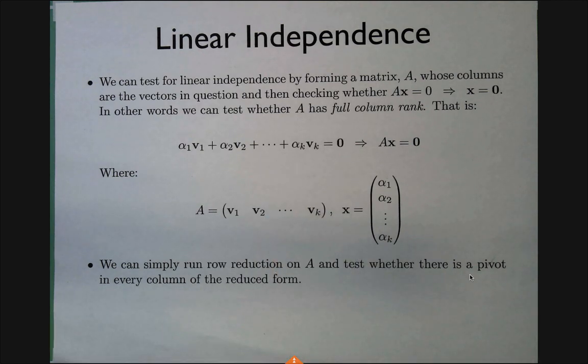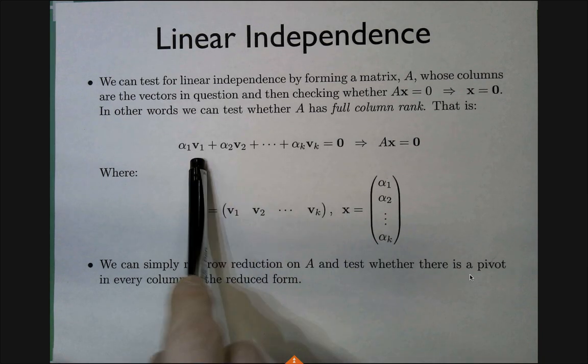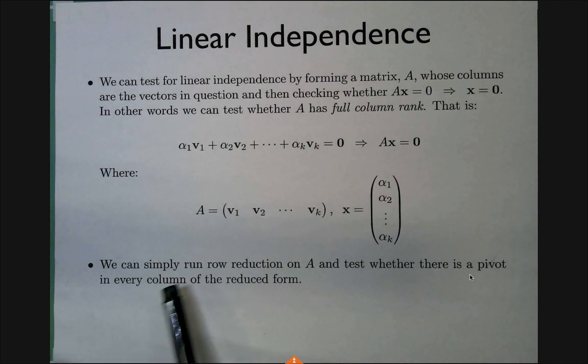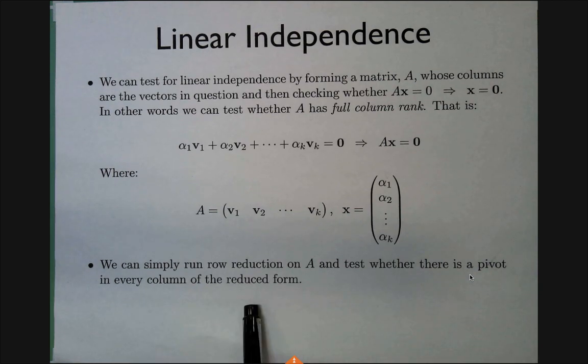And this gives us an algorithm for how we can test whether a set of vectors v1, v2 to vk is linearly independent. We just form the matrix, run the Gaussian elimination, get the reduced row echelon form, and simply check if there is a pivot in every column. If that's the case, we are independent. If that's not the case, we are linearly dependent.